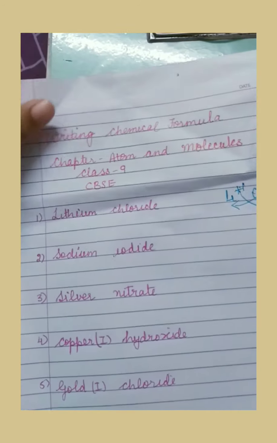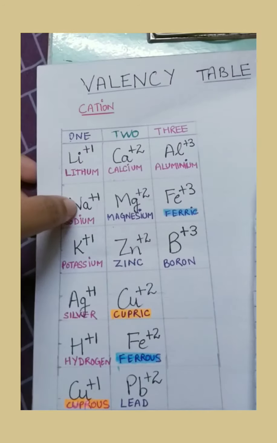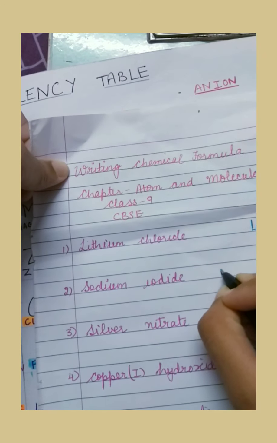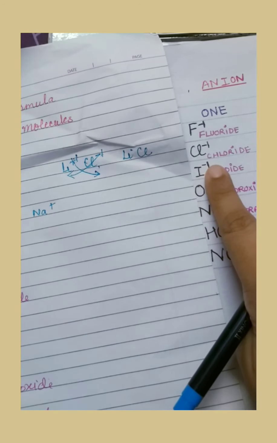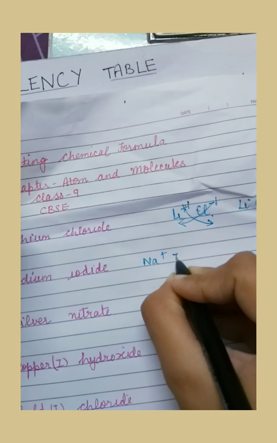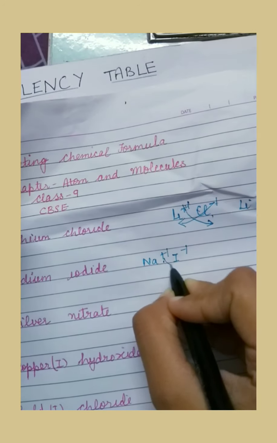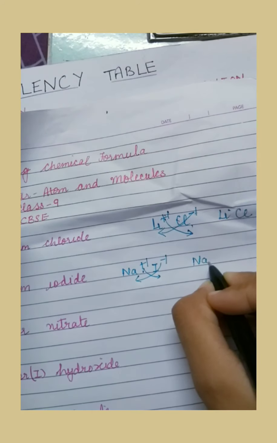Now let us take the other example. The other is the formula for sodium iodide. Now the sodium formula is Na+, so I will just write Na+. The formula for iodide is I-, so I'll just write I-. Cross valency means this one will go here and this one will go here. So the formula becomes NaI.